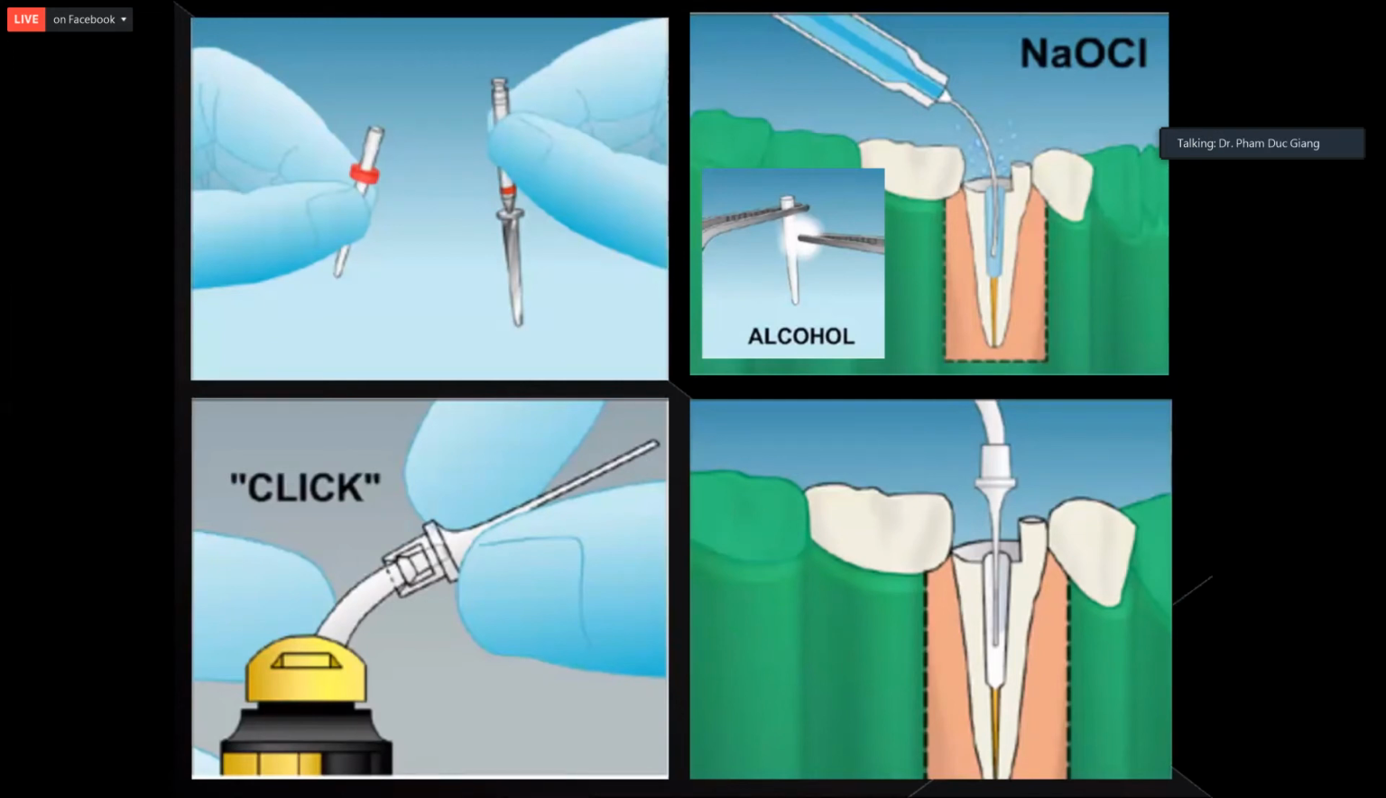Sorry, okay. So each resin fiber post has its own drill. So once we use the drill inside the canal, then we irrigate the canal, and then we swab the post with alcohol. After this, we insert the resin cement inside the canal before placing the post.